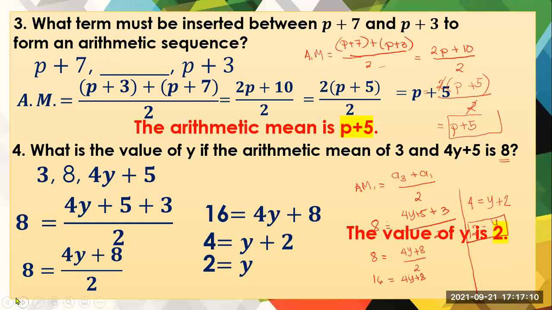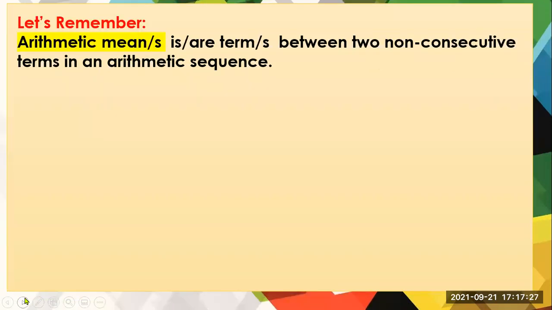Okay, so I hope it is quite clear to you how to find an arithmetic mean. So just simply get the average of the first and the third term, and that gives you directly the arithmetic mean. But in case there is more than one arithmetic mean to be inserted, then the previous formula is not possible for you to use. You cannot simply get the average of the first and the last term.